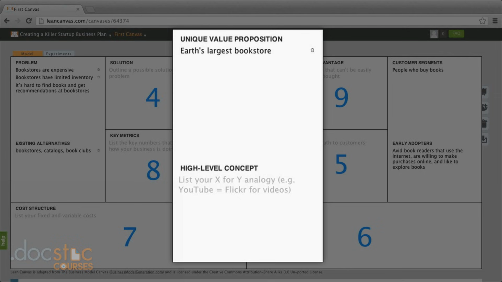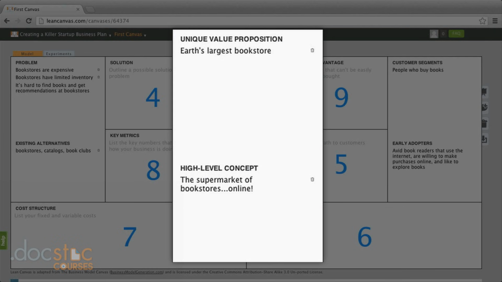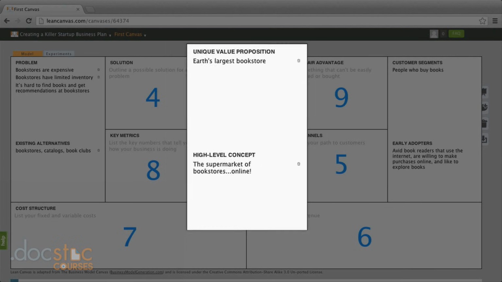The next component of the third section of the Lean Canvas is a high-level concept. Now, this is important when you're doing something that hasn't been done before or in a way it's really distinct. Sometimes you need to give a reference point to your investors or even yourself of how you'd quickly describe what it is we do. In this case, Amazon said, we're going to be the supermarket of bookstores online. Okay, that makes sense. I understand a supermarket is a very large place with lots of variety, and it's going to be online. This is something I've never seen before.